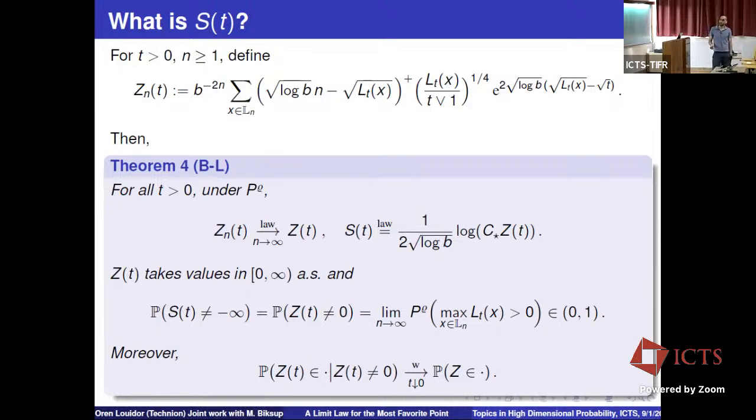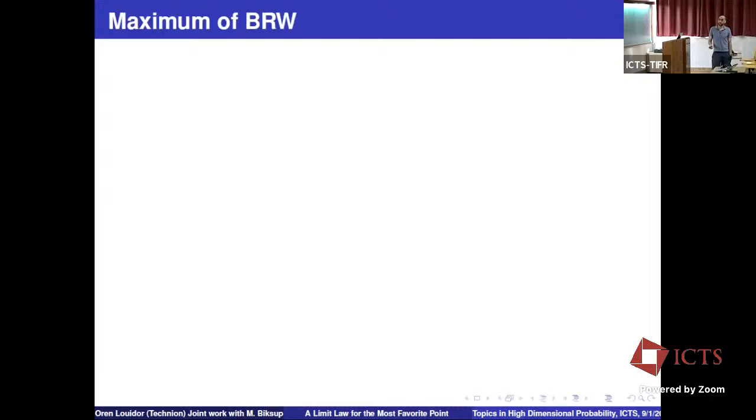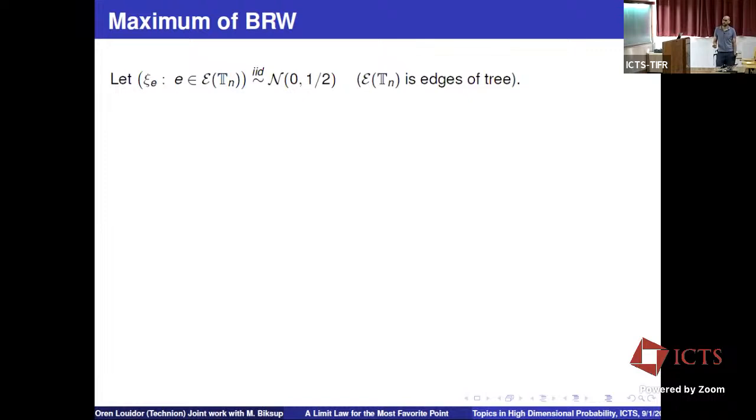Okay, so let me now give you a seemingly completely different extreme value problem, which is the well-known by now classical problem of the maximum of a branching random walk. So what is a branching random walk? Let me remind you. This will be a branching random walk with Gaussian steps and binary deterministic branching.